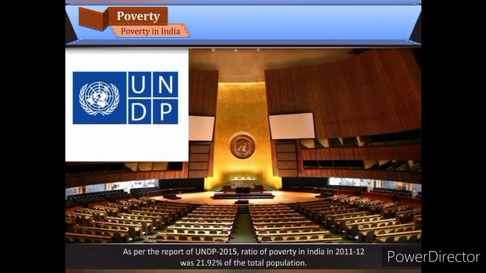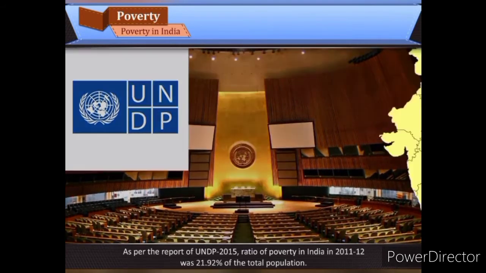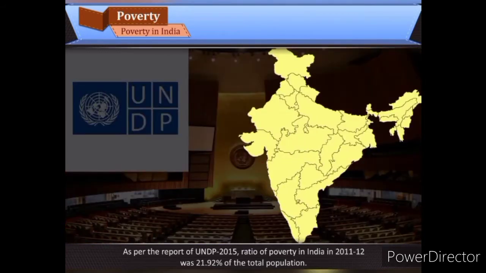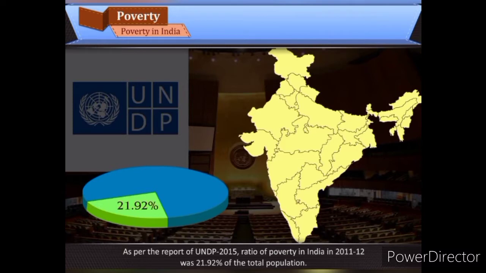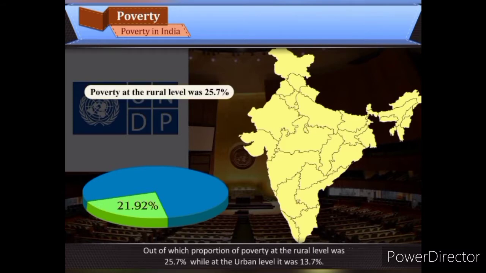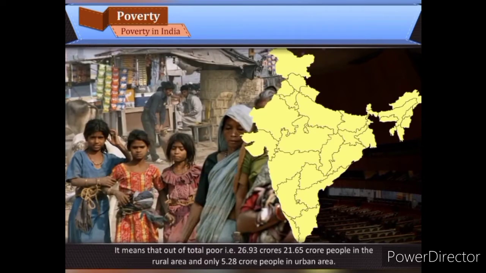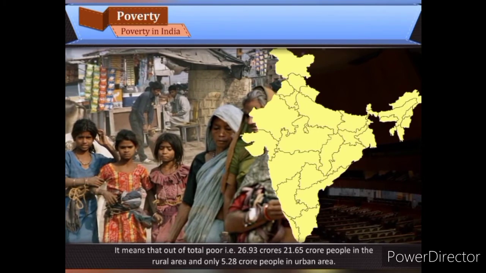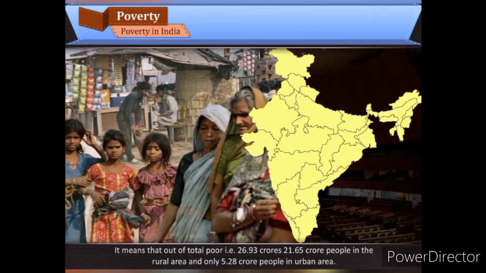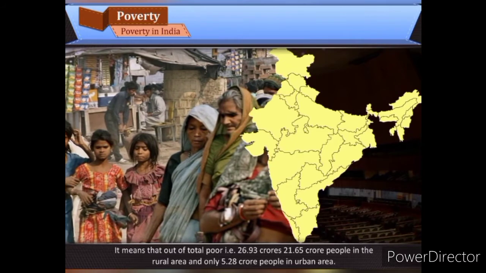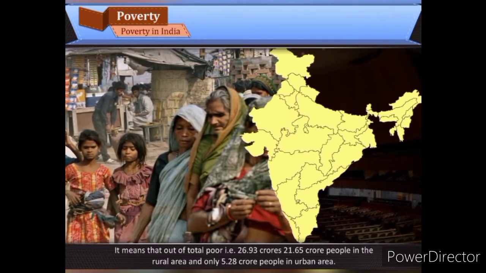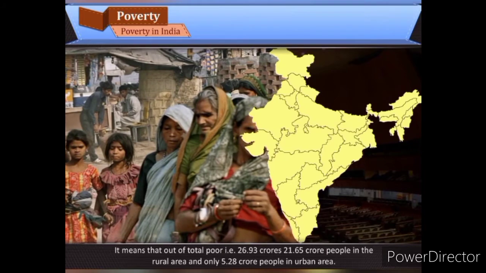As per the report of UNDP 2015, the ratio of poverty in India in 2011-12 was 21.92% of the total population, out of which the proportion of poverty at the rural level was 25.7%, while at the urban level it was 13.7%. It means that out of the total poor, that is 26.93 crores, 21.65 crore people are in the rural area and only 5.28 crore people in the urban area.